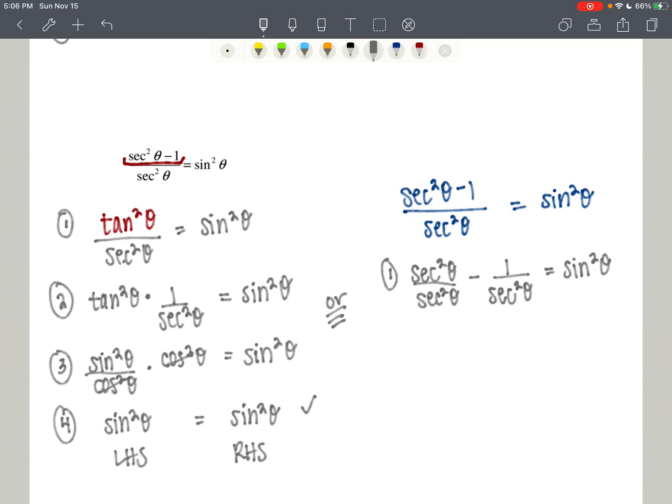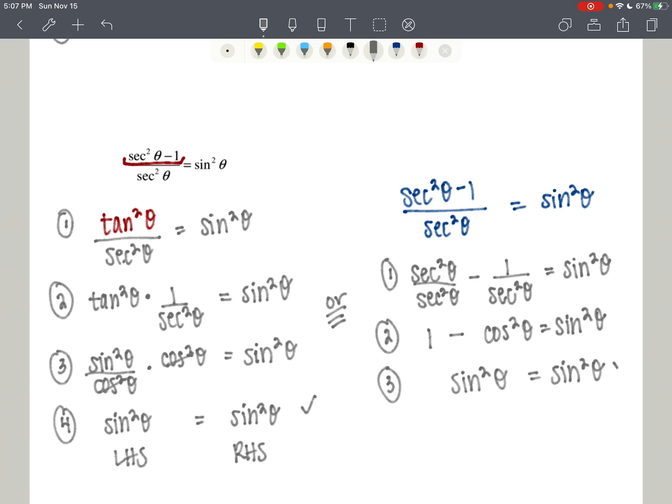And then secant squared over secant squared is 1, and 1 over secant squared of theta is cosine squared of theta, and 1 minus cosine squared of theta is a Pythagorean identity. It is sine squared of theta. So the left-hand side looks exactly like the right-hand side.